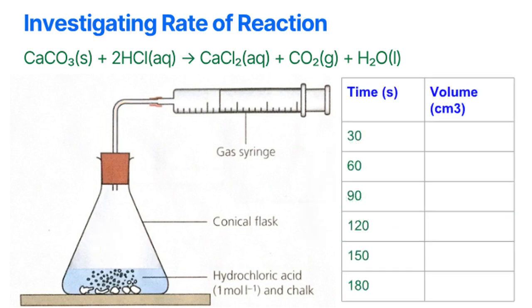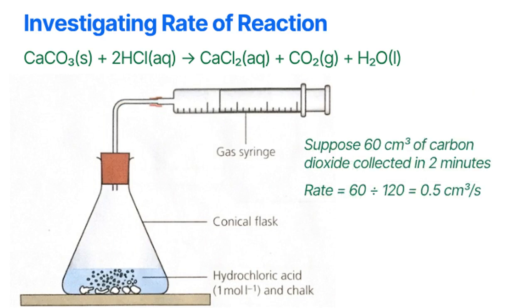To measure the rate of reaction, we record the volume of gas collected in the syringe at regular intervals. For example, every 30 seconds for a total of 3 minutes. Finally, we calculate the mean rate of reaction. Suppose 60 cubic centimeters of carbon dioxide gas was collected in 2 minutes. 2 minutes is equal to 120 seconds. So, the rate equals 60 divided by 120, which gives 0.5 cubic centimeters per second.